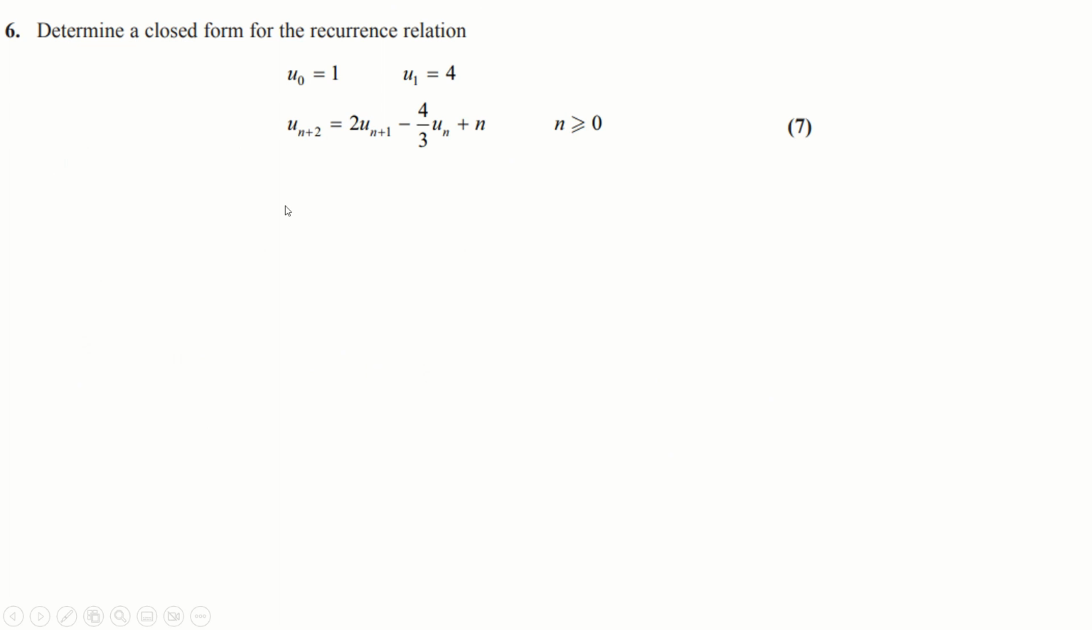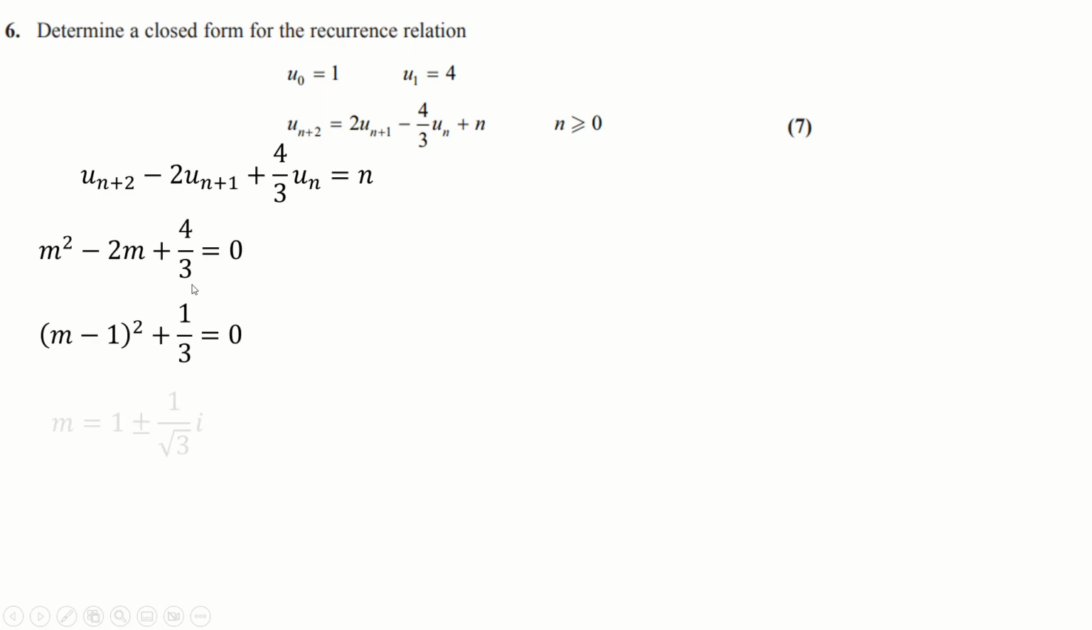Question number 6 then is our recurrence relation. So we're going to rearrange this maybe to make this. Now this is just the same as a differential equation, isn't it? It's just of the form m squared minus 2m plus 4/3 equals 0. Solve that for m. It ends up being a complex number.